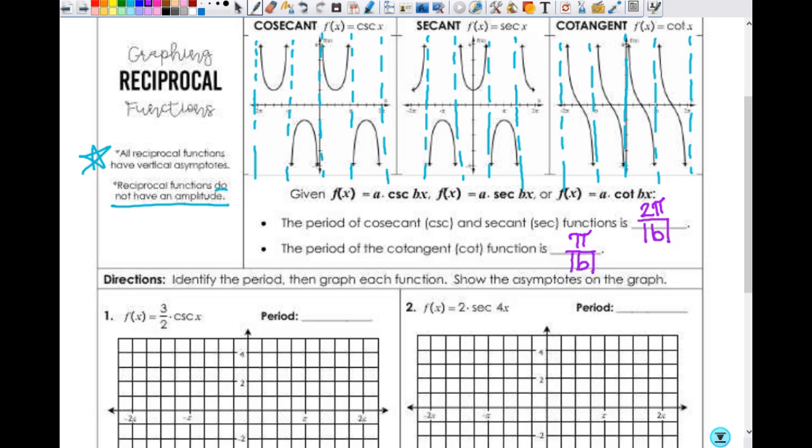If you do what I tell you to do, these are a piece of cake, but some of you aren't even doing what I'm telling you to do on the other ones, and that's why you're struggling with them.